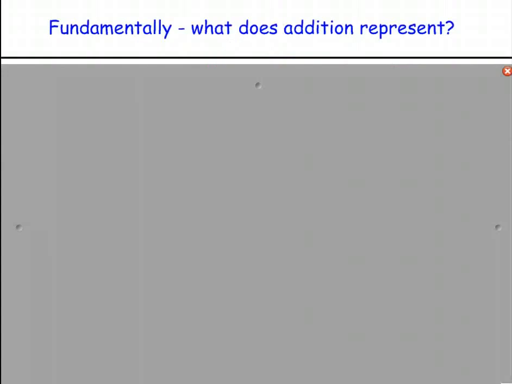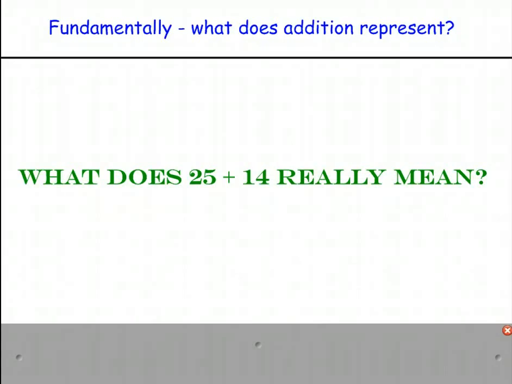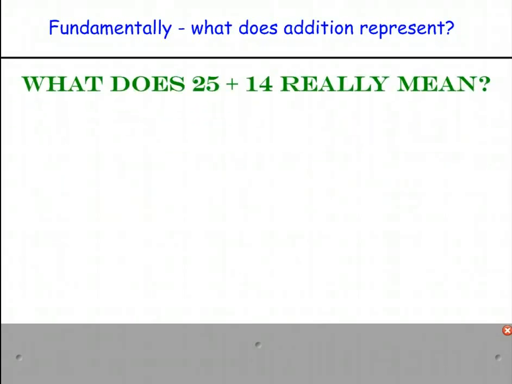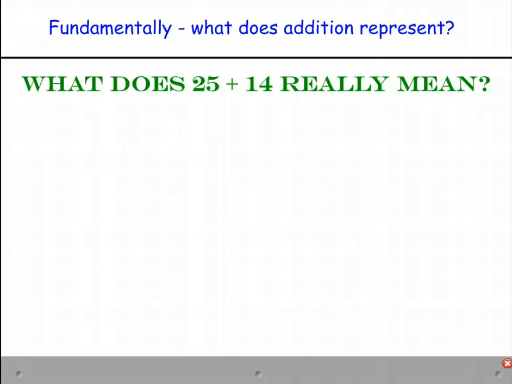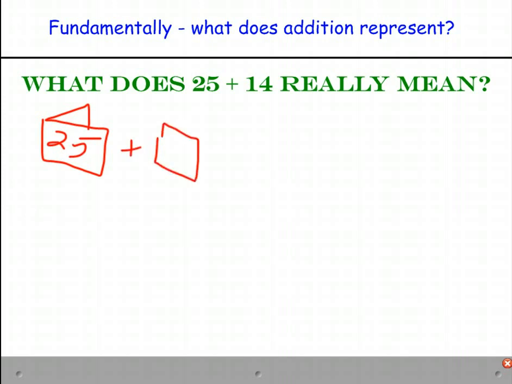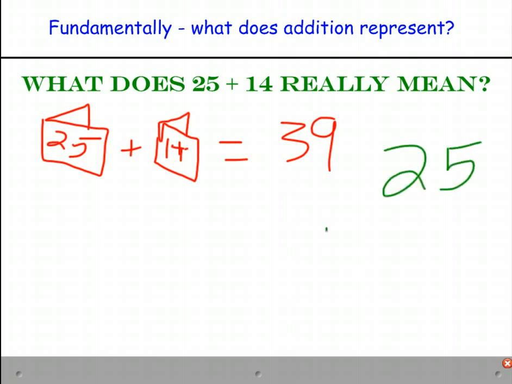So we need to go back and think about fundamentally what does addition represent. And we're not talking about just what we know before, where if we had talked about 25 plus 14, the two most common ways of understanding what that is to say, well, if we have 25 books and we are adding 14 books to it, in total we have a number of books that is 25 plus 14, which is 39 books.